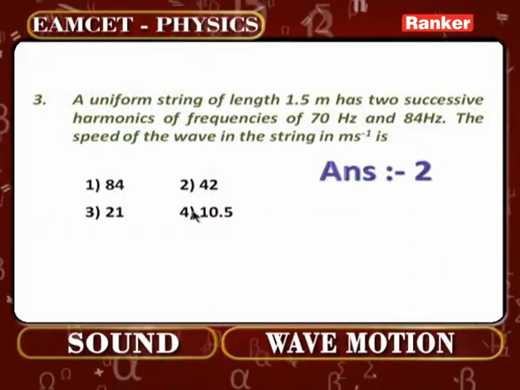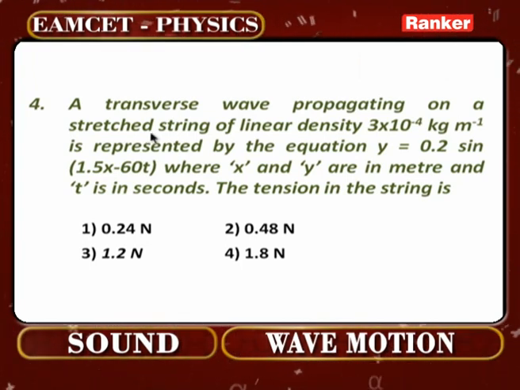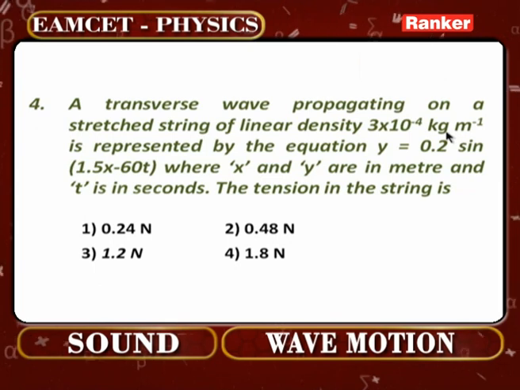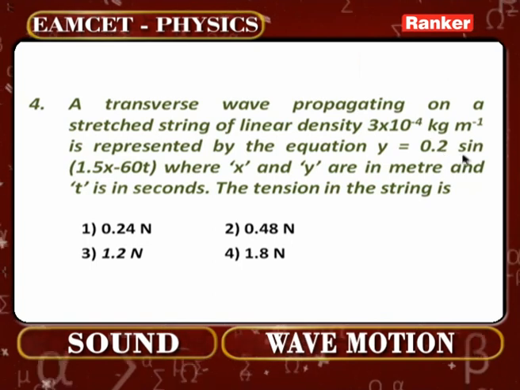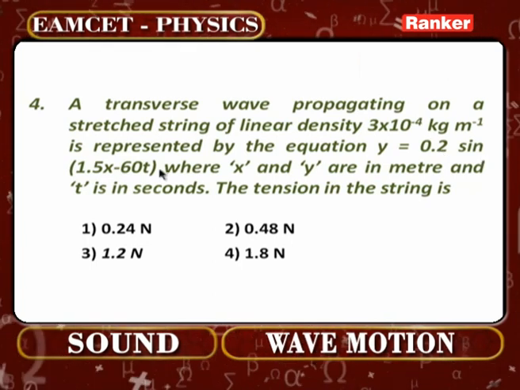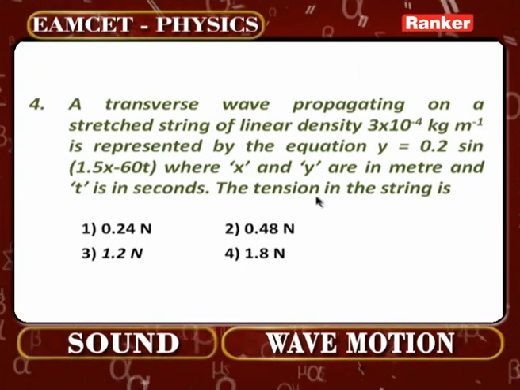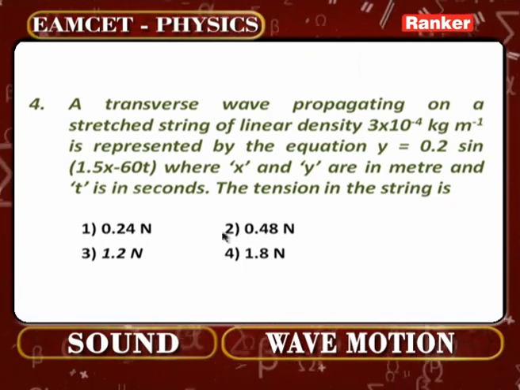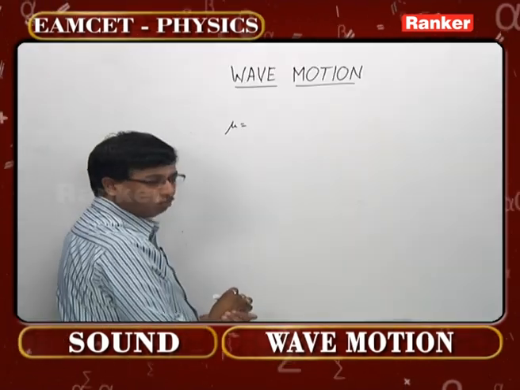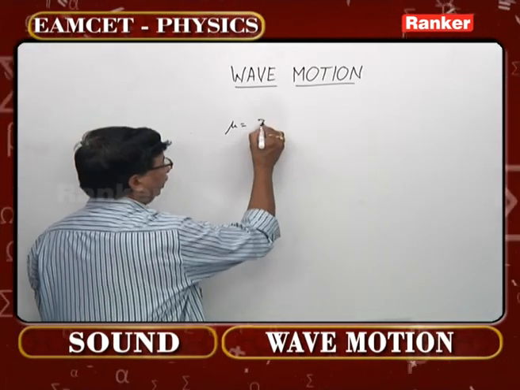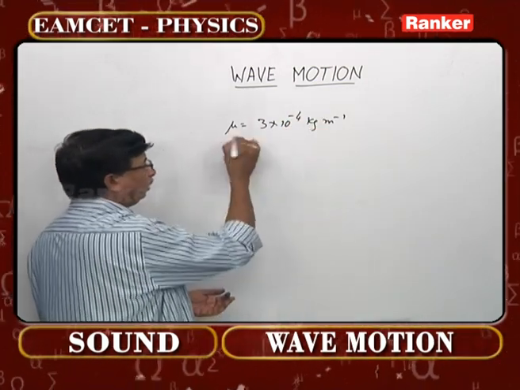Let us check the next one please. Problem number 4. A transverse wave propagating on a stretched string of linear density 3 into 10 power minus 4 kg per meter is represented by the equation y is equal to 0.2 sine (1.5x minus 60t), where x and y are in meter and t is in seconds. What is the tension in the string is the question. One thing you should understand here, he has given us linear density. That's mu, which we represent with 3 into 10 to the power minus 4 kg per meter. That is the linear density mentioned.